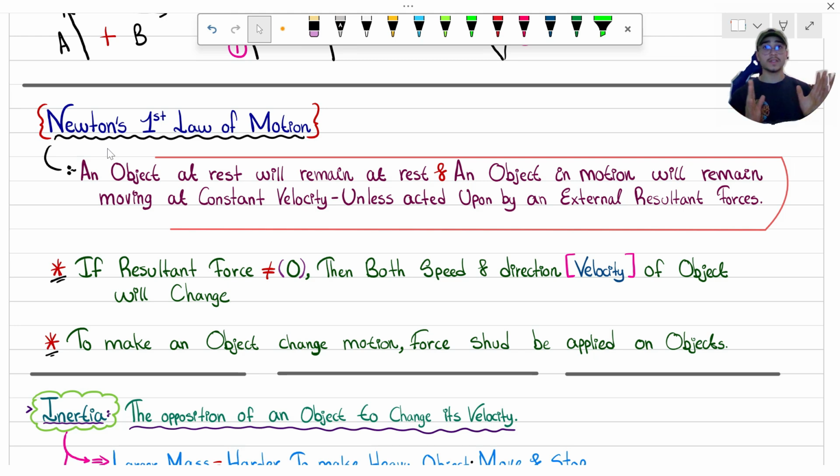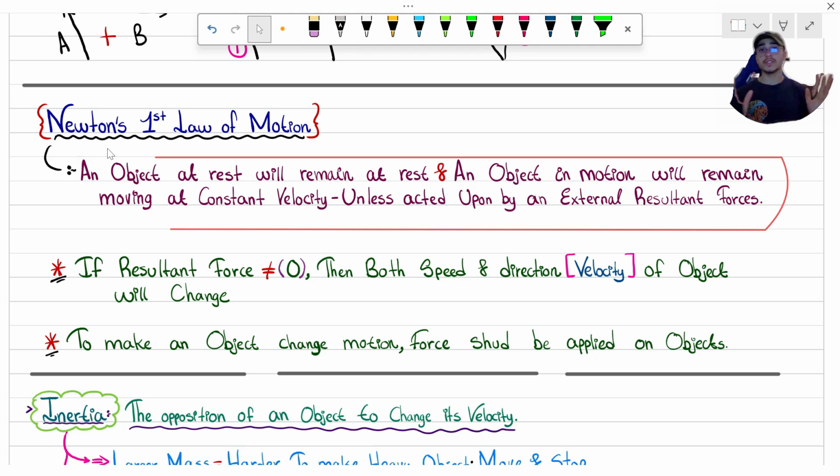If this resultant force is not zero, then both speed and direction, which is the velocity of an object, will change. If it is zero, it's going to remain at rest, or it's going to continue moving at a constant velocity. To make an object change its motion, a force should be applied to the object. So Newton's first law of motion is very simple, and we experience it every day in our lives because you cannot make an object change motion unless you apply force to it. And you cannot make an object that's already in motion accelerate or decelerate unless you apply force to it.